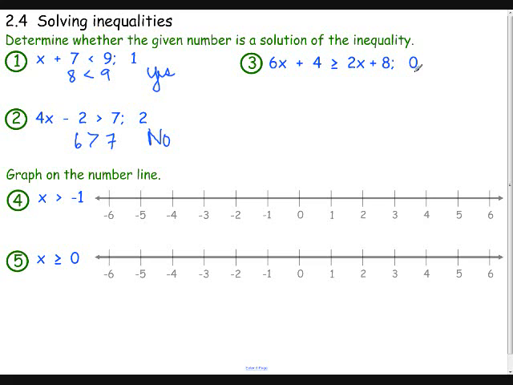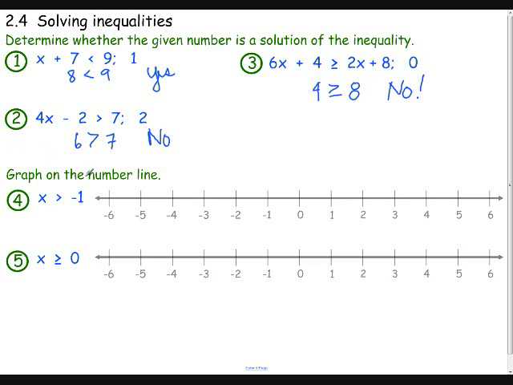How about this one? If x is equal to 0, oh, I love this. It's so quick and easy to do. This will zero out. This will zero out. 4 greater than or equal to 8? No. So 0 is not a solution to this inequality.